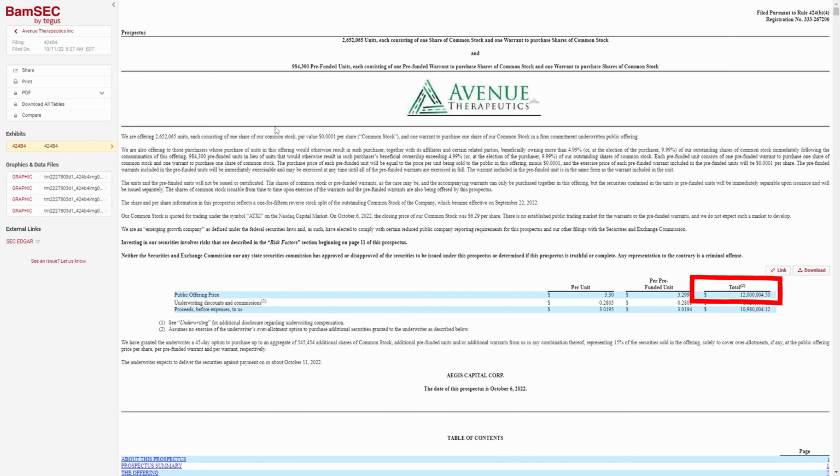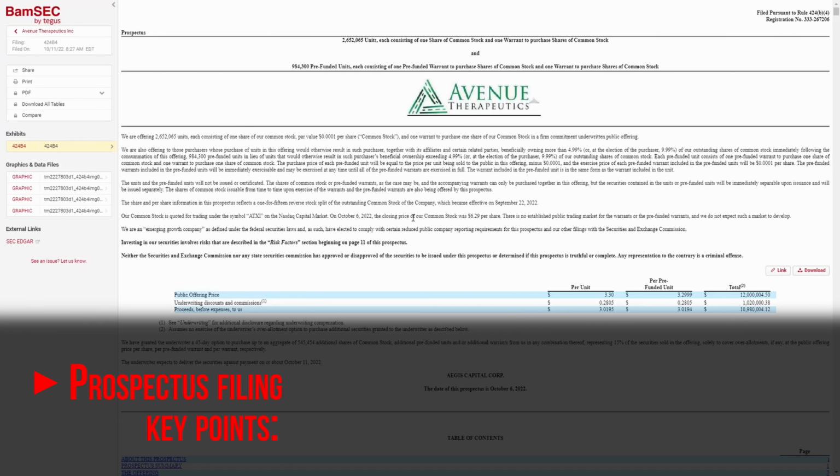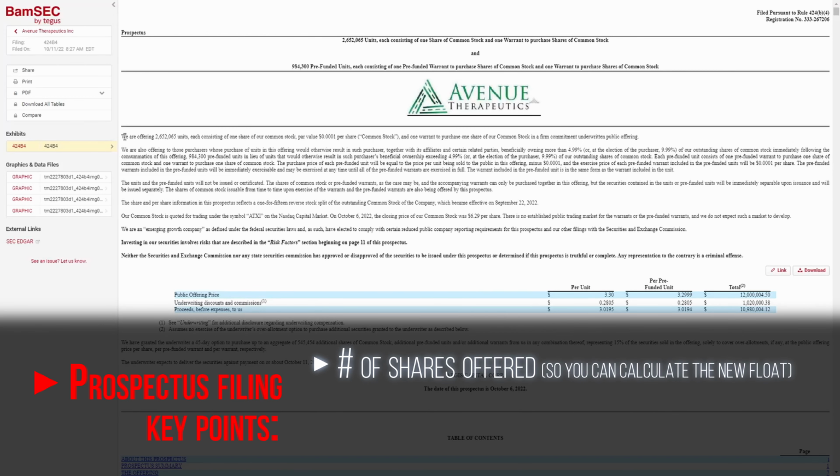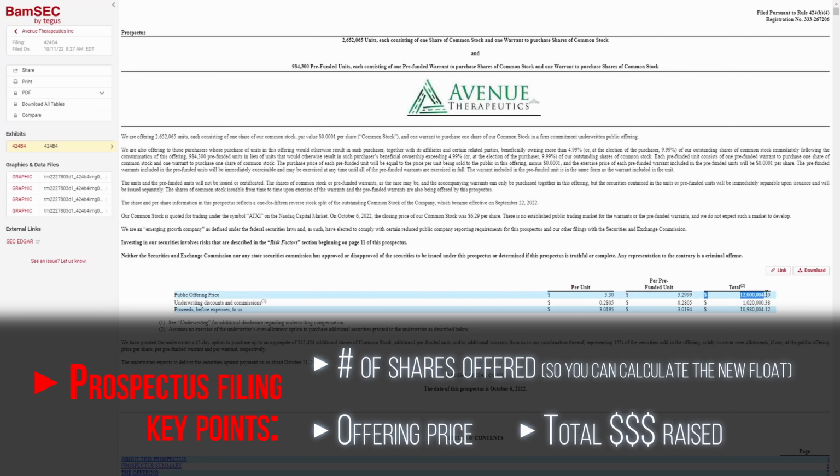And remember, just last year alone, they burned $3 million because of that cash burn rate. So these guys will be lucky to even last 4 more years with this capital that they raised. So my tip for this one is to just get the main information out of these offering filings. The main information is going to be the number of shares they offered, the price that they offered these units at, and the total amount of money they raised from this offering.